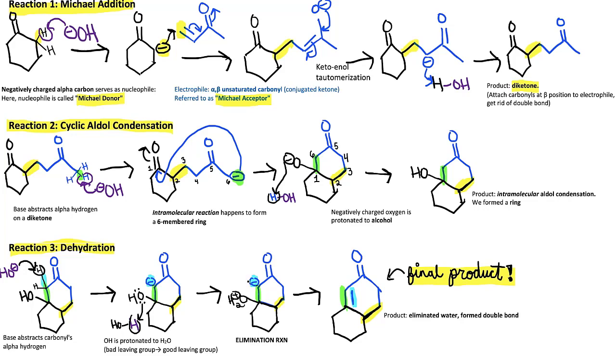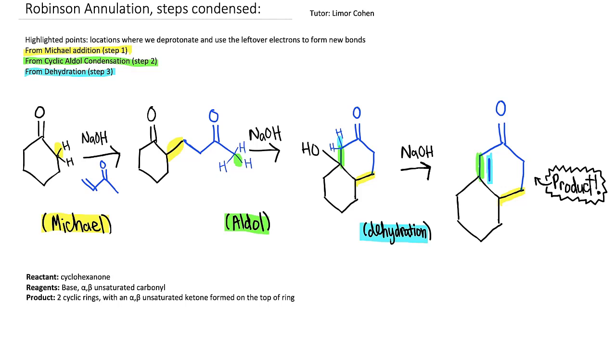So the electrons that were left over from the alpha hydrogen are going to come down and form a double bond, kicking off water. So now we have our final product in which we've kicked off alcohol and formed a double bond here. I've written for you guys a steps condensed page, basically showing not everything in the mechanism, but just the spots where we deprotonated and used those electrons to form new bonds.